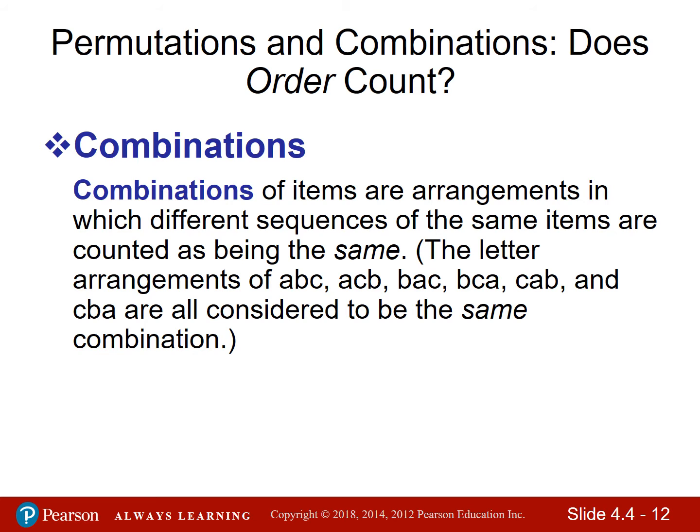But if I'm using permutation, it's different. There will be 6 different permutations, right? 1 can be first, and 2 second, 3 is third. 2 can be first, 1 is second, 3 is third, and so on. So we have 6 different permutations. But if we use combination, we'll have only one single combination.